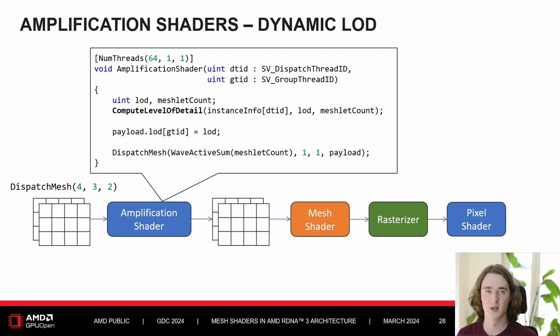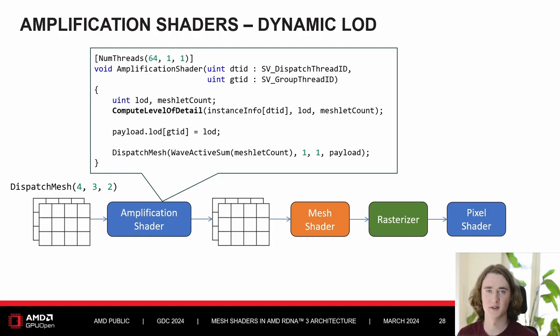To do this, we can launch one amplification shader thread for every instance we want to render. Then that thread can determine the appropriate level of detail, for example, using the distance to the camera. Next, we'll need to sync up with all the other threads in the same amplification shader thread group. Remember, the entire amplification shader thread group dispatches the 3-dimensional dispatch grid. We can use wave intrinsics to sum up the required number of mesh shader thread groups we need to launch and dispatch them. In the payload, we can then pass some information on which level of detail each mesh shader thread group needs to render.